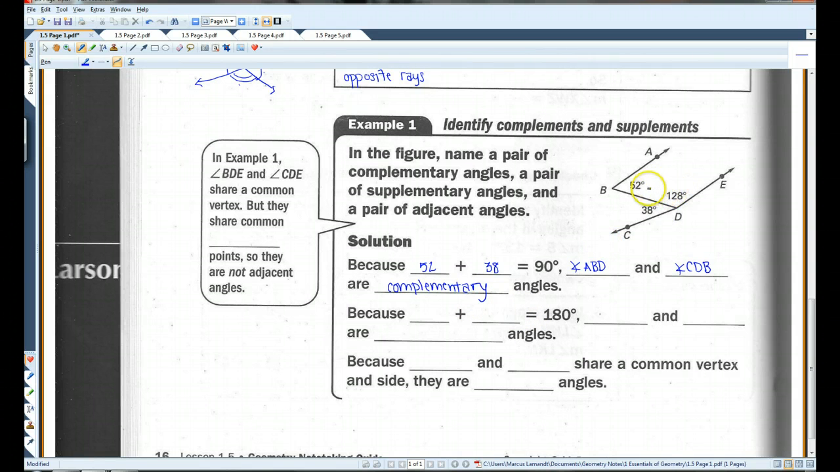Likewise, let's see here. 52 plus 128 adds up to 180. Therefore, ABD and EDB are supplementary angles.